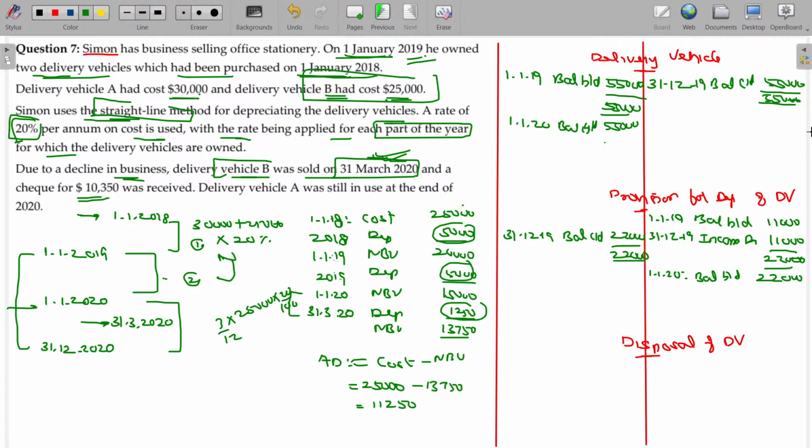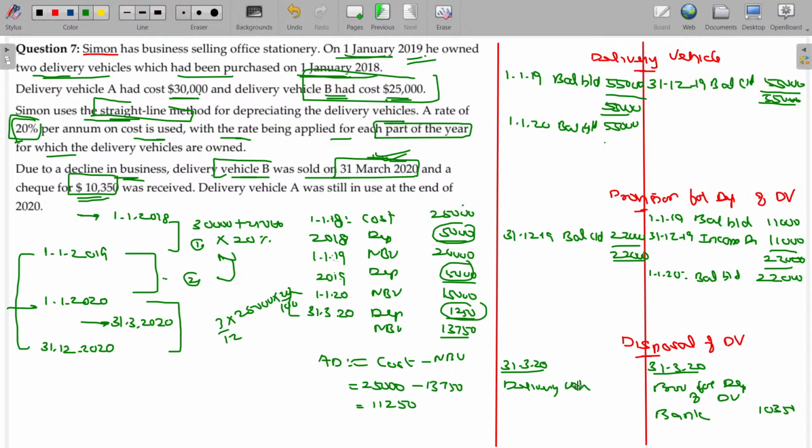When the asset is sold, the sold asset's cost is transferred here. 31st March 2020, delivery van amount recovered, means the sale of the delivery van, delivery vehicle. On the same date, accumulated depreciation should also be transferable. Provision for depreciation on the delivery van. And the amount recovered on sale being 10,350, bank 10,350.